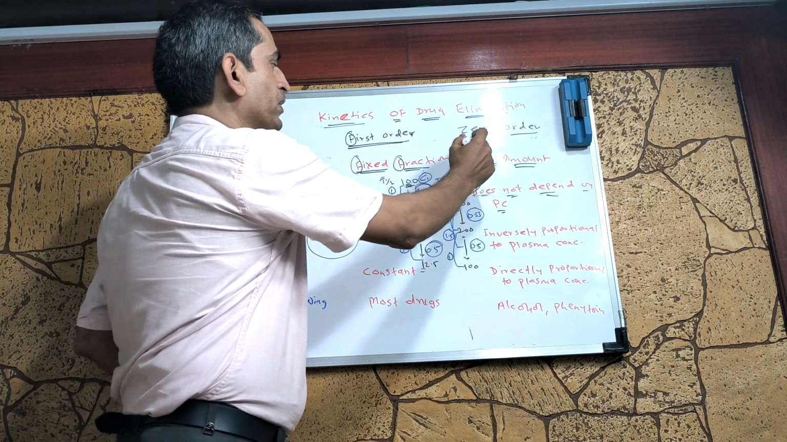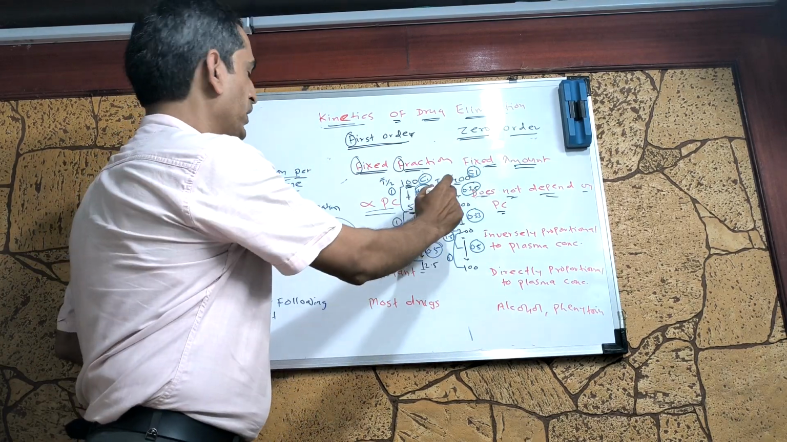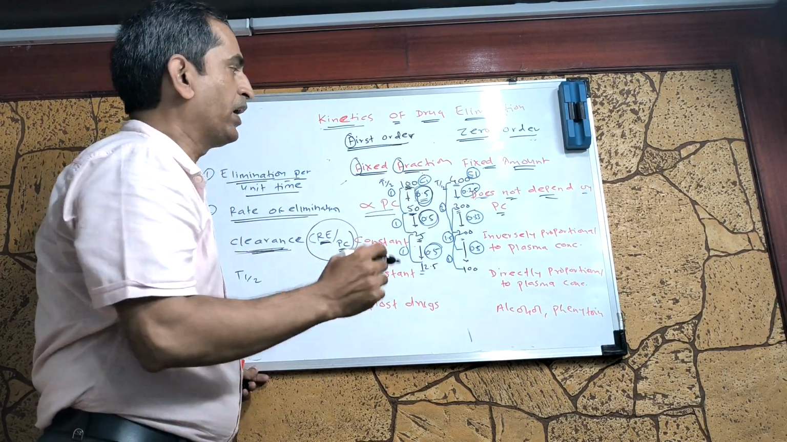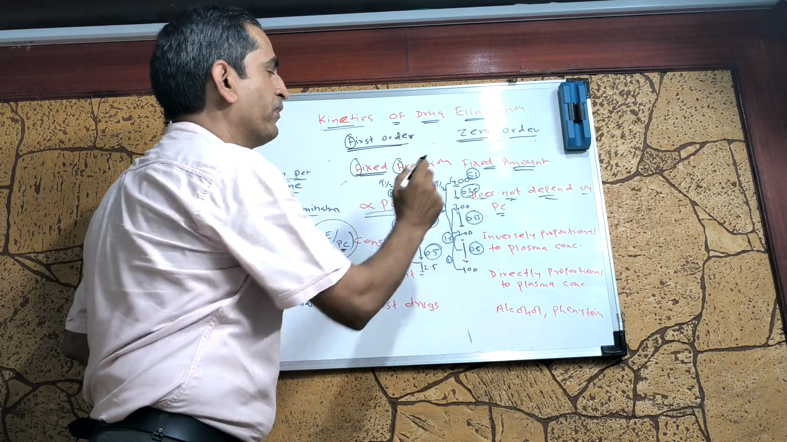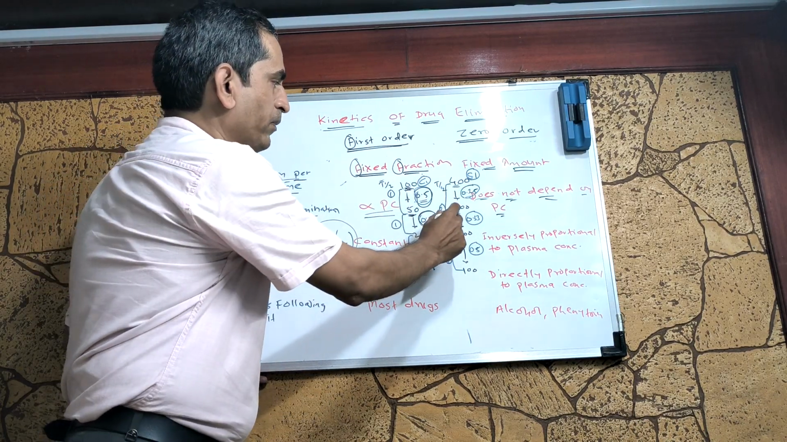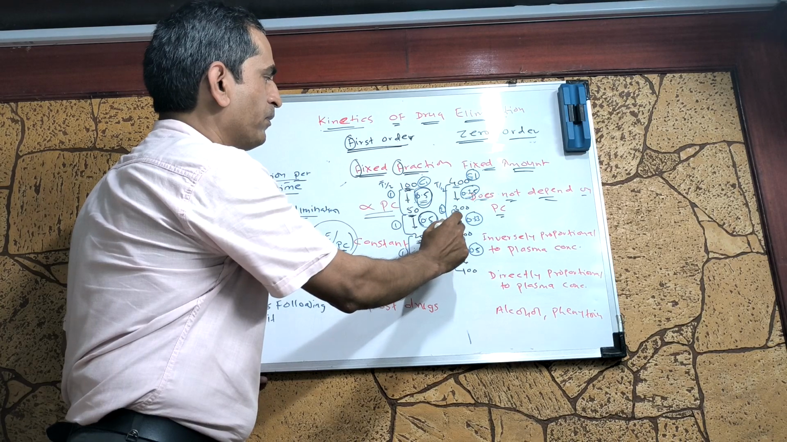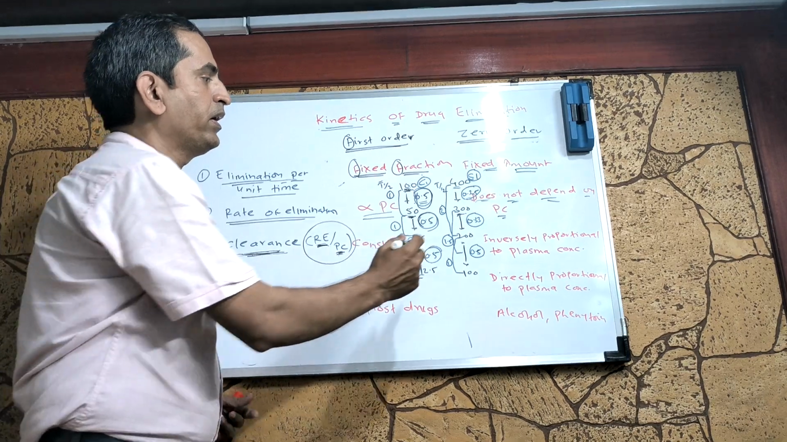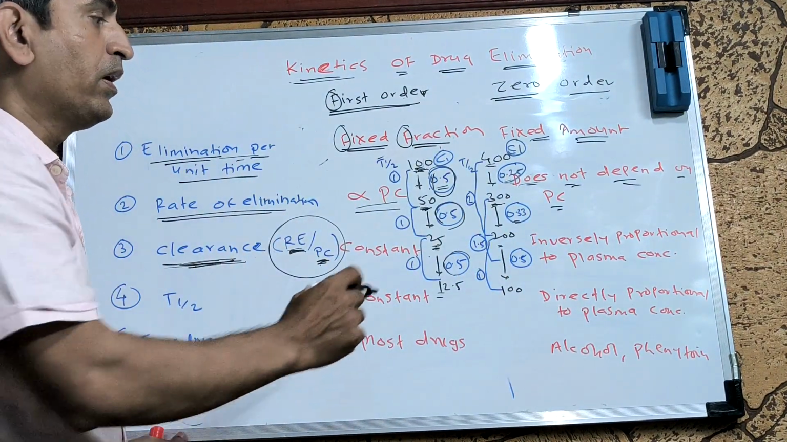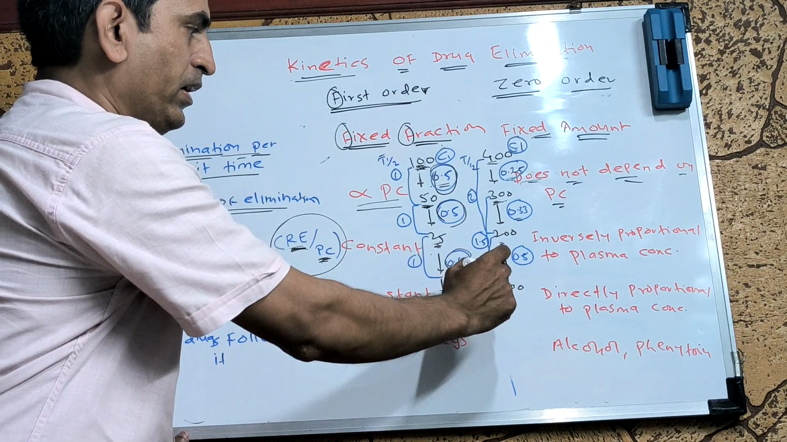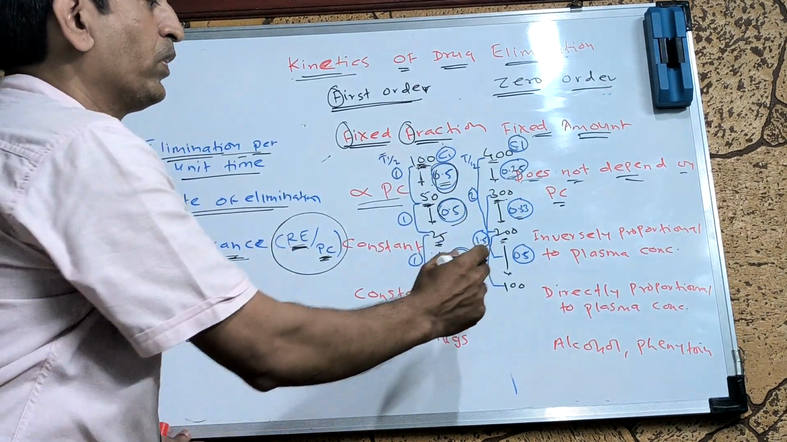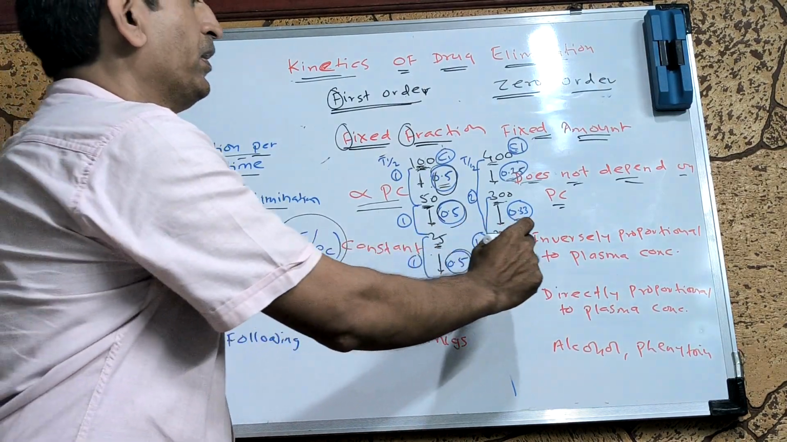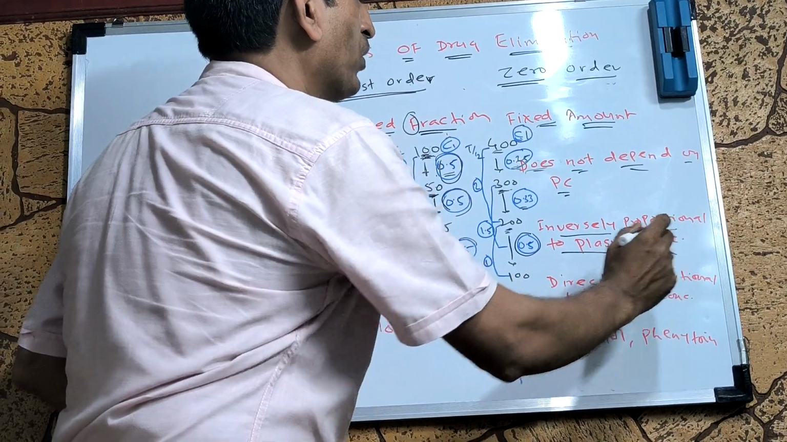Whereas in case of the zero order kinetics, the rate of elimination here is 100, plasma concentration is 400. So 100 divided by 400 becomes 0.25. Here the rate of elimination is 100, but the plasma concentration is 300. So 100 divided by 300 becomes 0.33. Here the rate of elimination is 100, plasma concentration is 200, so it becomes 0.5. So what it means is that the clearance is inversely proportional to plasma concentration.